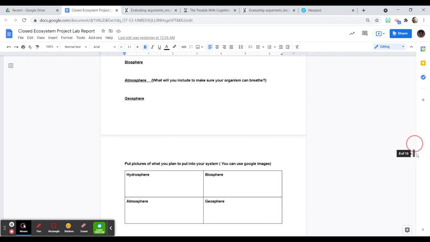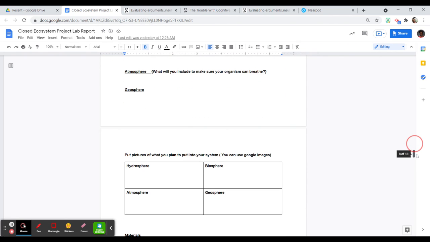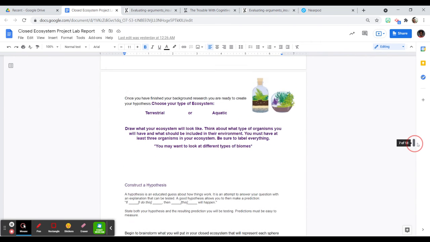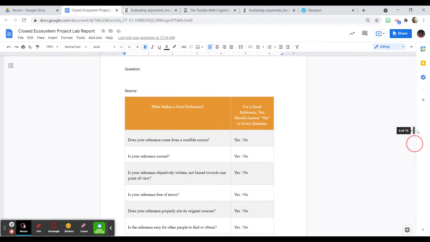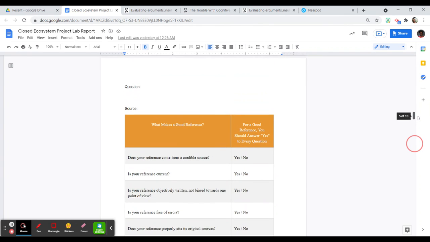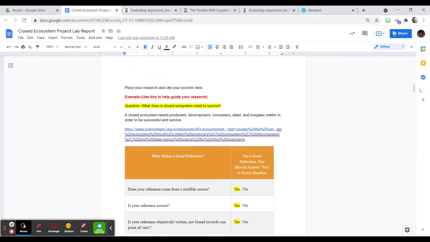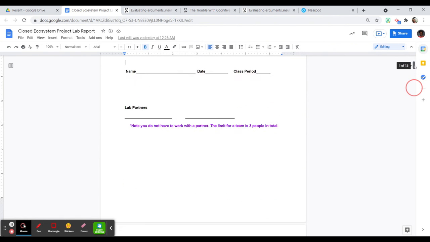But this is all that we want you to do for right now. So if you can make it maybe all the way to here, but if not, that's okay. We'll come back and revisit it. But again, you definitely want to start doing your background research. What is your question? And then what source did you use to answer that question? Again, here's a sample question from a student. What does a closed ecosystem need to survive? That is a very good question to do research, because you need to know that so that you can ensure that your ecosystem survives. So that's the main thing that you'll be doing there.